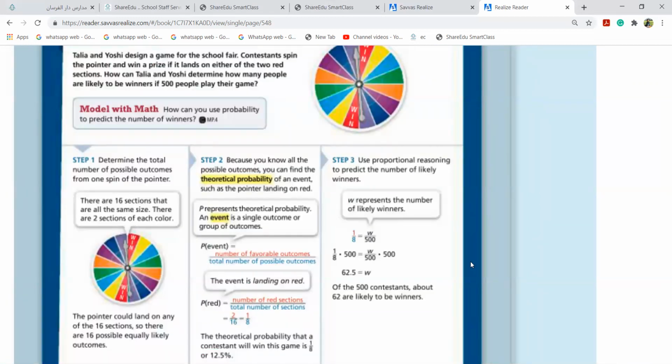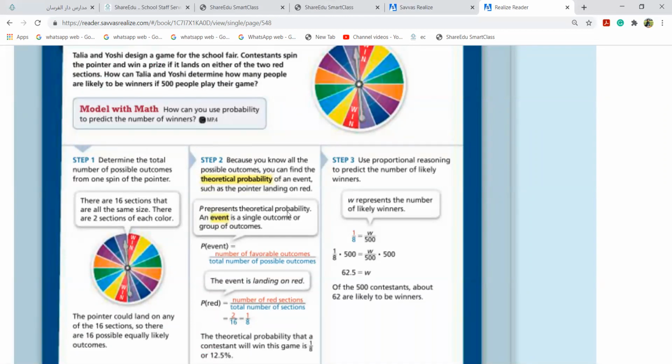Now, determine the total number of possible outcomes from one spin of the pointer. How many sections are there? There are 16 sections that are the same size. There are 2 sections of each color. I have 2 red, 2 green, 2 blue. Okay, so this is 16 sections we have total. That means we have 8 colors, as 1 color is repeating twice. So that's why we have 8 colors and we have 16 sections.